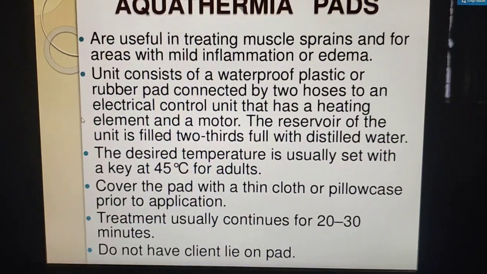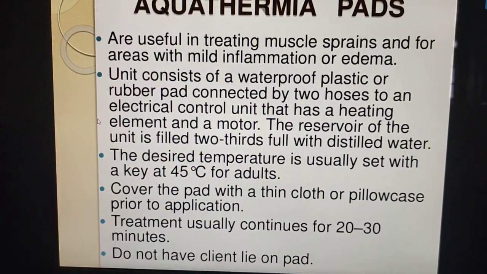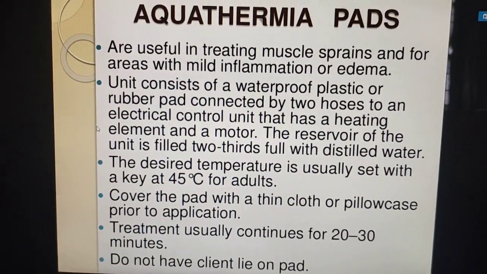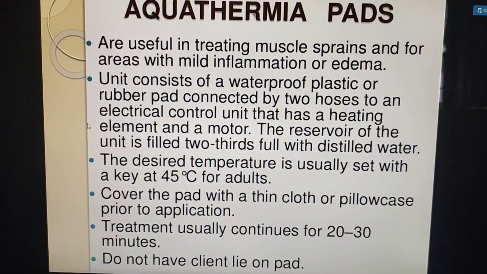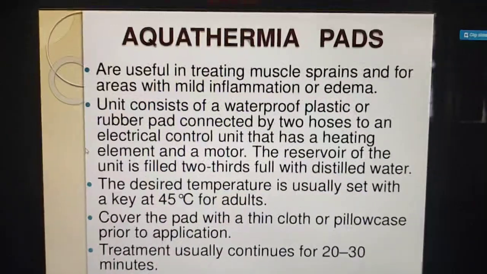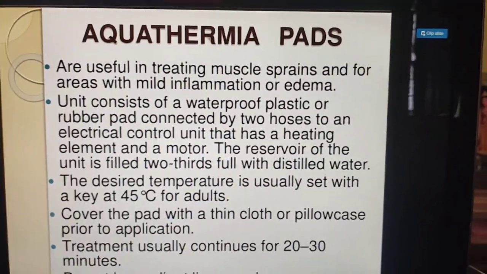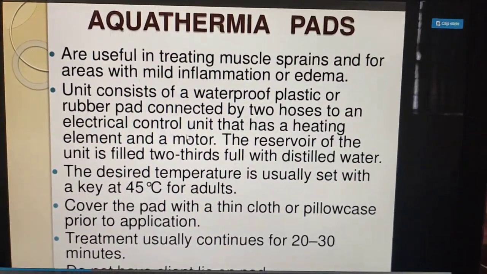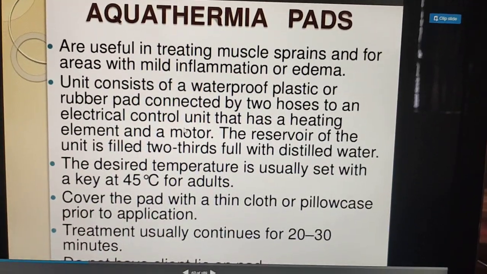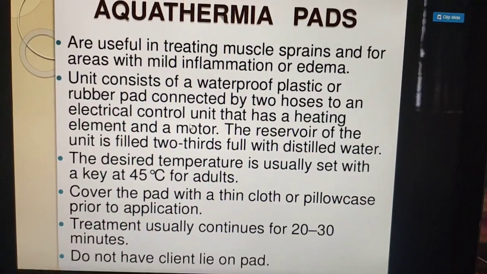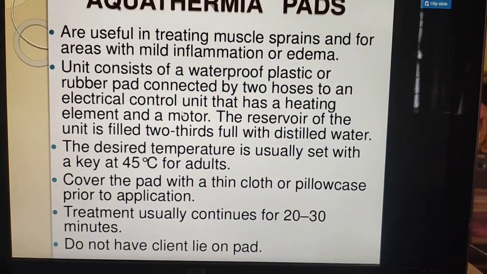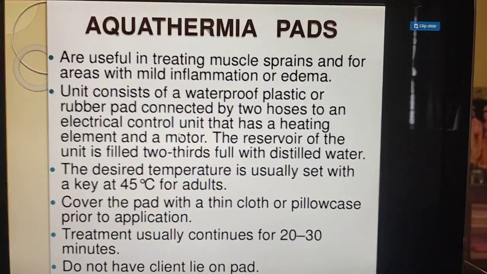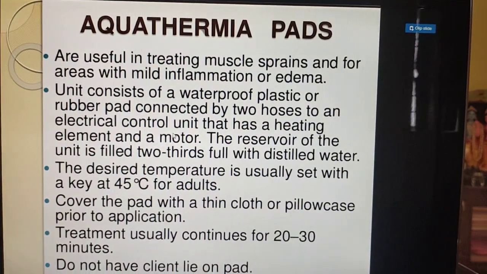The aquathermia pads are useful in treating muscle sprain, and for areas with mild inflammation or edema. Is there a muscle sprain? Then aquathermia is the best to use. This unit consists of a waterproof plastic or rubber pad connected by two hoses to an electrical control unit that heats the water and has a motor also.